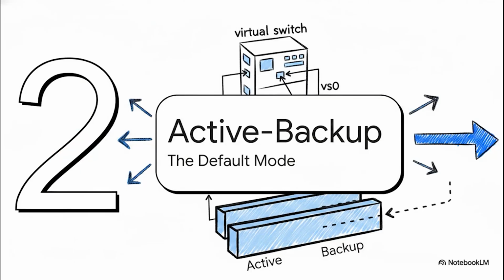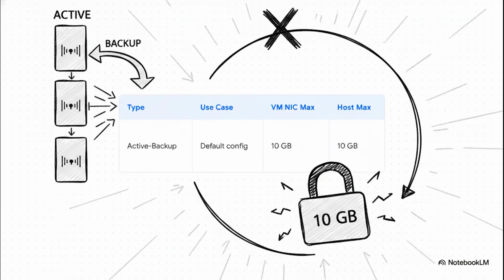Moving right along to Section 2, Active Backup, the default. Let's look at the baseline limits here. With active backup, the Open vSwitch hashing algorithm pushes all traffic over just one active adapter at a time. This means your maximum throughput is hard capped. In a standard 10 gig setup, you're getting exactly 10 gigs, max, and that's for both the entire host and any individual VM. The backup link? It's literally just hanging out, silently waiting on standby.